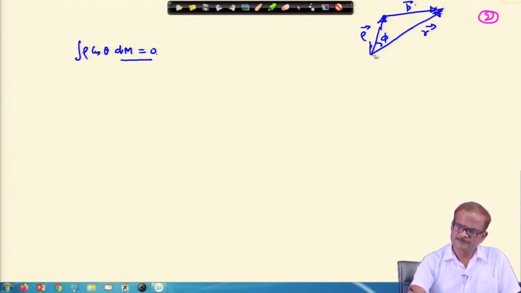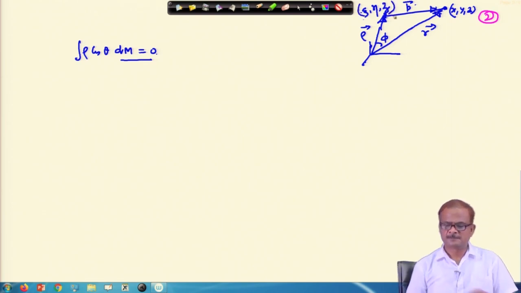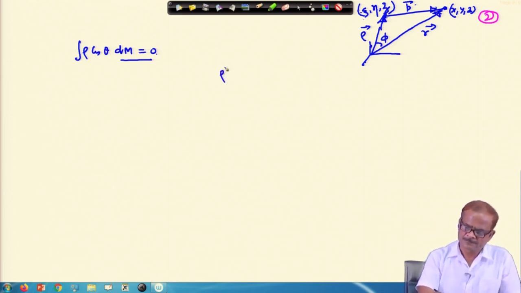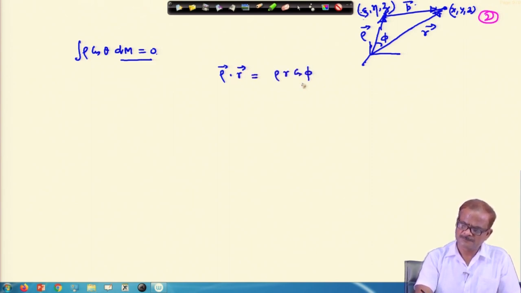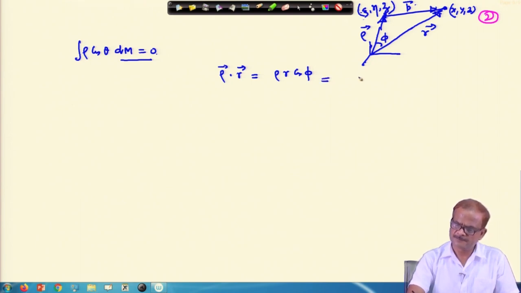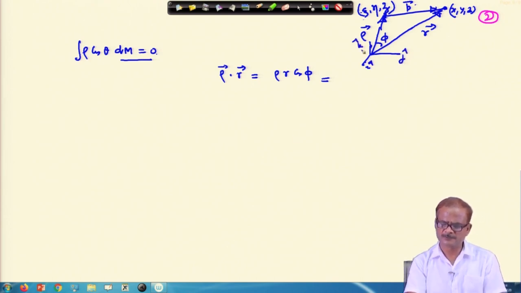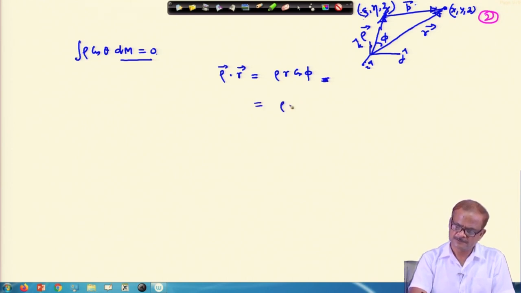In the coordinate system we have chosen, this coordinate we write as x, y, z, and this coordinate we write as xi, eta and zeta. Then we have rho dot r equal to rho r cos phi, and this quantity will be given by, and of course here you have the unit vectors i cap, j cap, k cap, or any other notation you can choose for unit vectors. So this is rho times r.